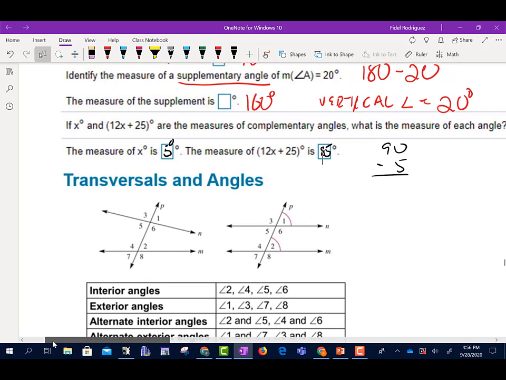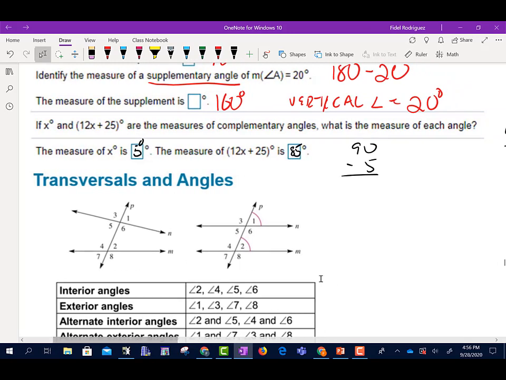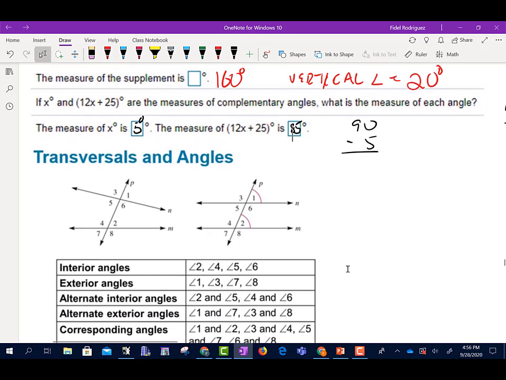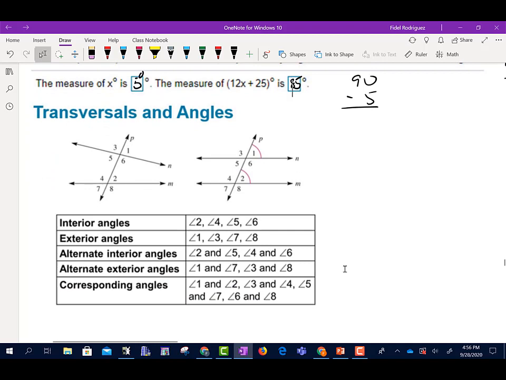All right. So now we have something called transversals and angles, okay? We have something that we call interior angles. I want you to look at what interior angles look like. It says angles 2, 4, 5, and 6. Notice that those angles are inside these lines here, okay?